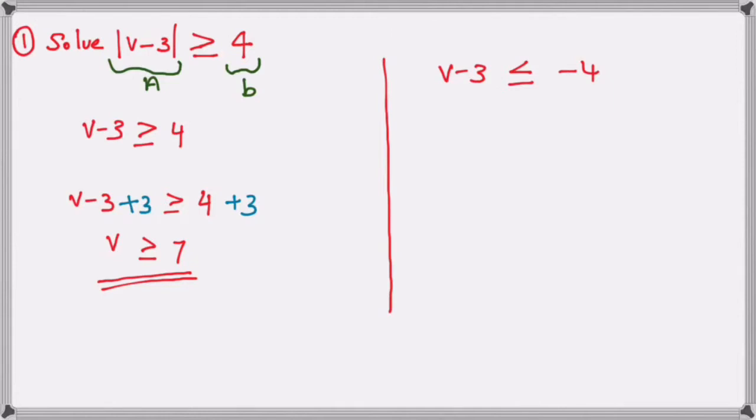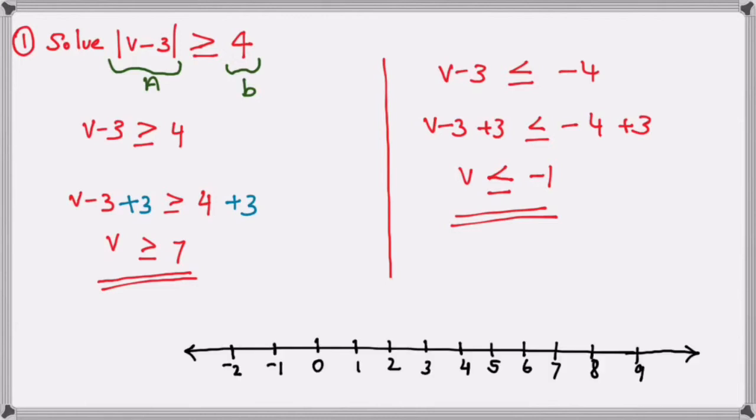So again, like we did before, in order to bring just V alone on one side of the equation, we can add 3 on both sides. So V minus 3 plus 3 less than or equal to negative 4 plus 3. So that would be V less than or equal to -1. So we got two inequalities. Now we need to plot a graph.